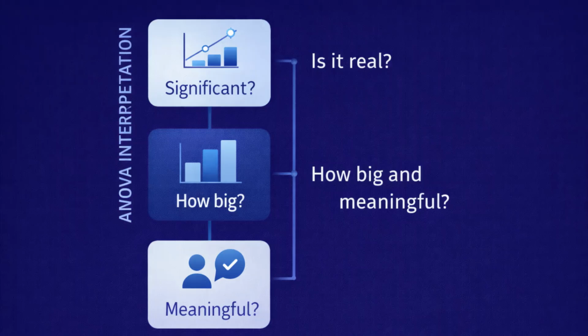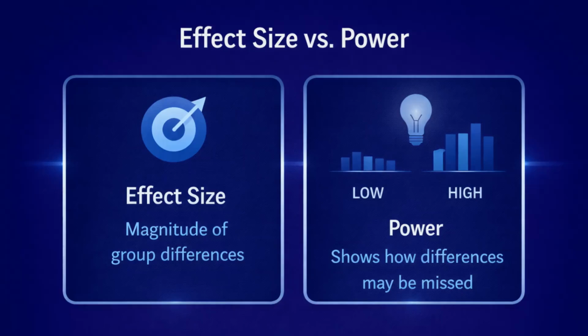ANOVA results are interpreted on 3 levels. Statistical significance indicates whether the overall pattern of group means is unlikely to be due to chance alone. Statistical significance does not indicate how large or meaningful the differences are. Effect size describes the practical magnitude of the group differences. Power explains why differences may not be detected, especially when sample sizes are small, variability is high, or some groups are much smaller than others.